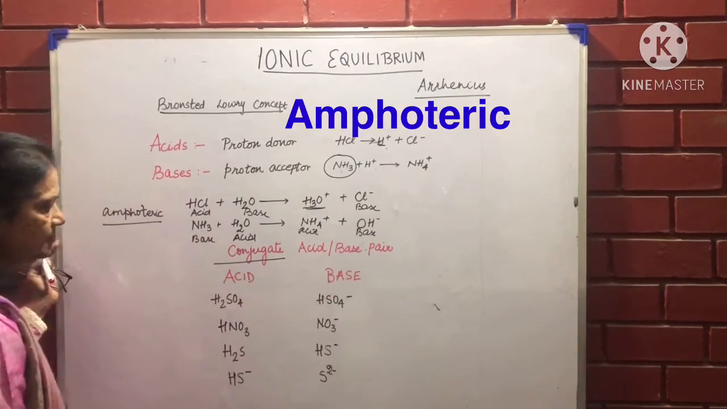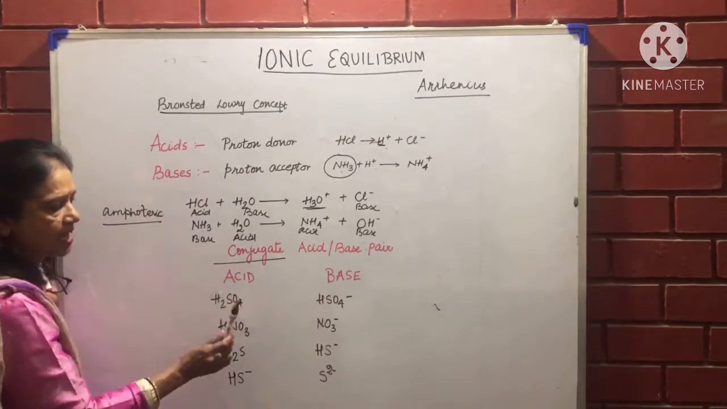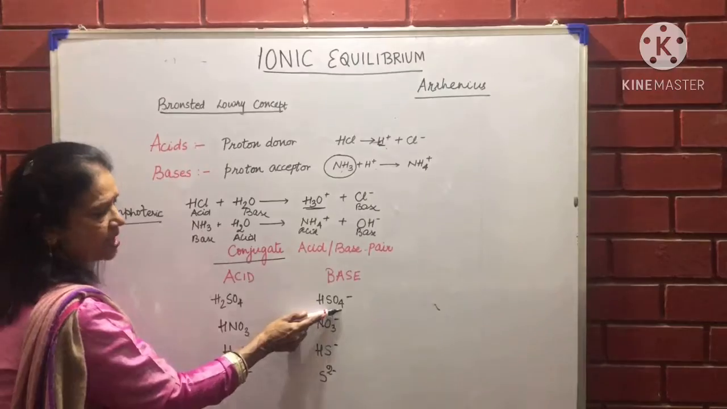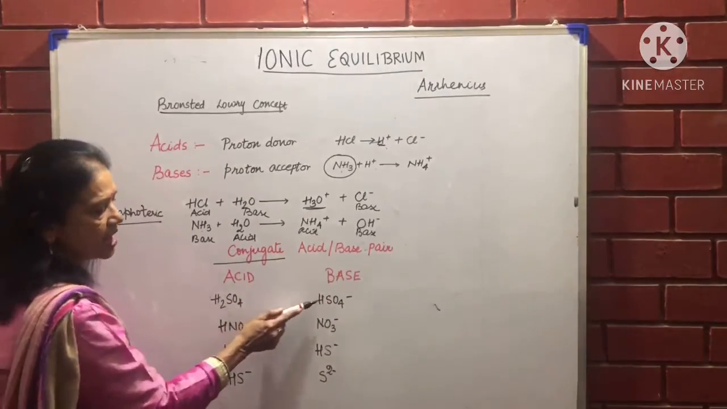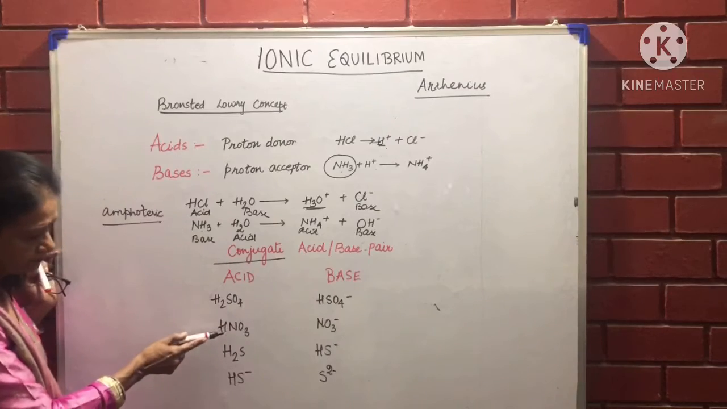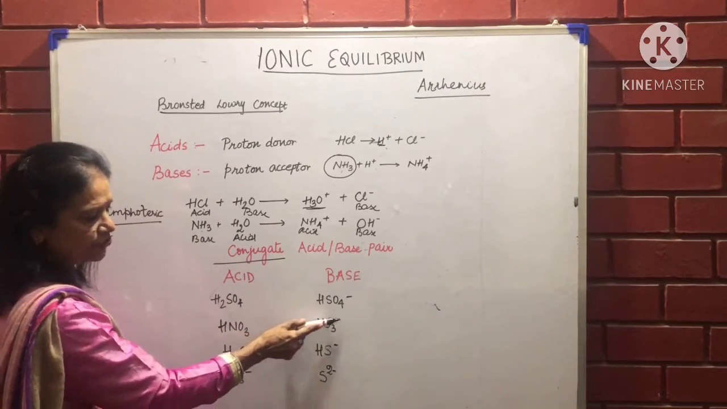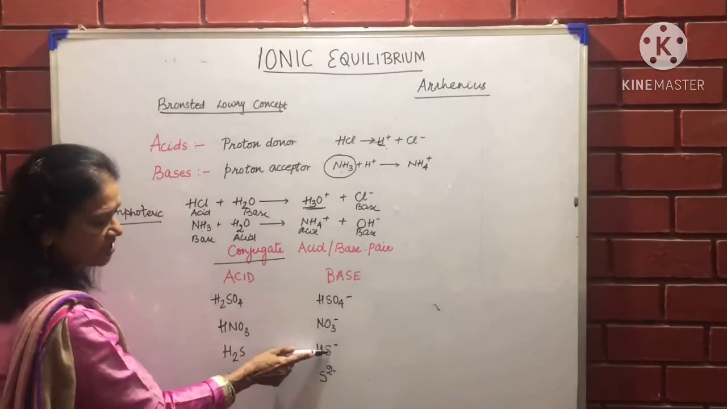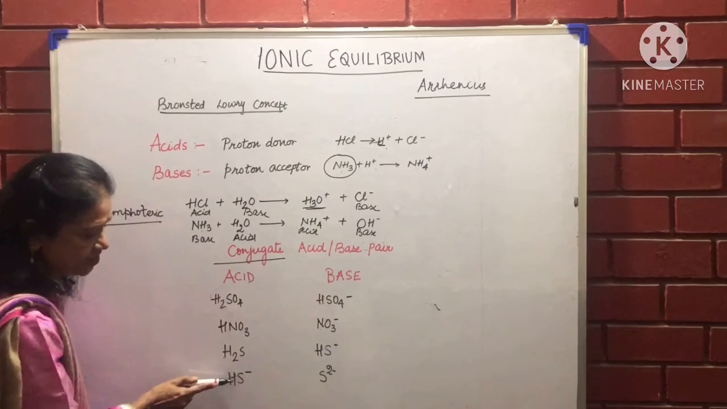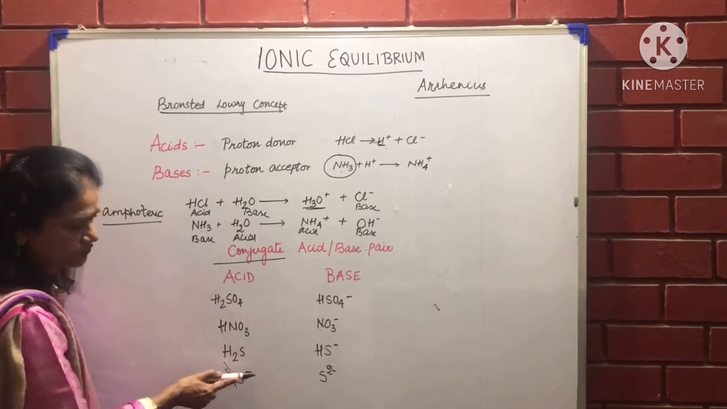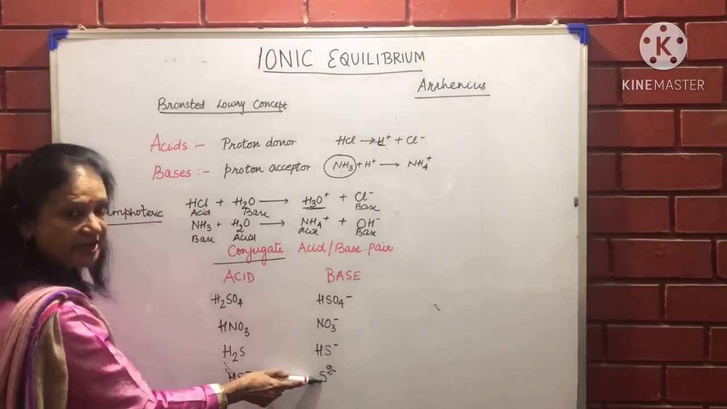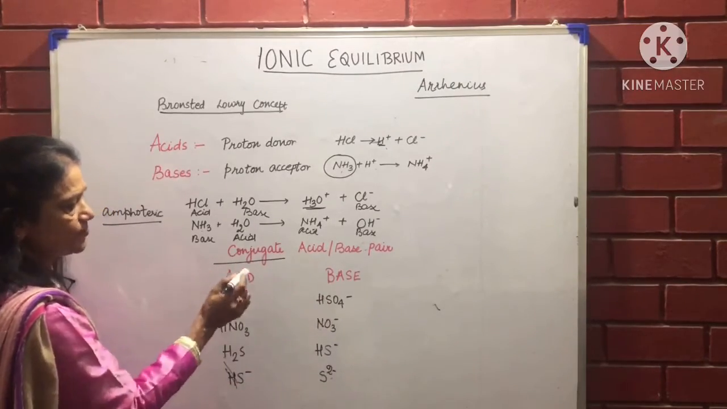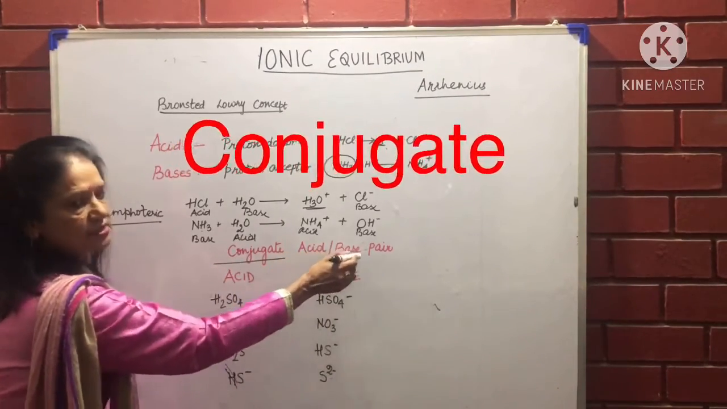Conjugate acid and base pair means from the acid, if you remove just one hydrogen, the remaining part is called the base. From H2SO4, HSO4 minus is left behind. The valency on top should be correct. Hydrogen sulfate's valency is 1. If I use nitric acid, NO3 minus is the base. From H2S, I'm removing one hydrogen, which gives me HS minus, which is the base. If I use HS minus here, then removing one hydrogen from here becomes S2 minus. Sulfide ions have valency 2, so this becomes the base. So these are called acid-base pairs, conjugate acid-base pairs.